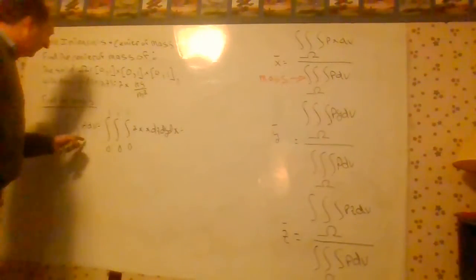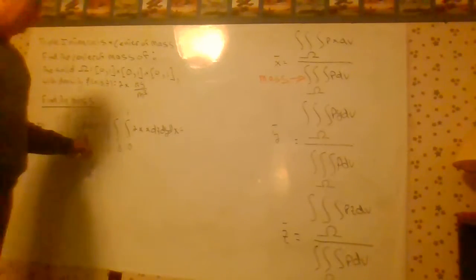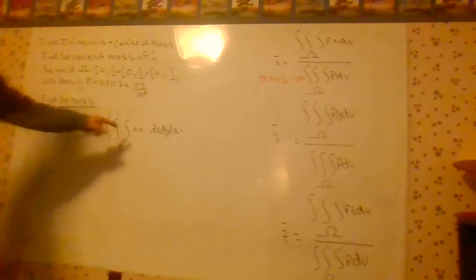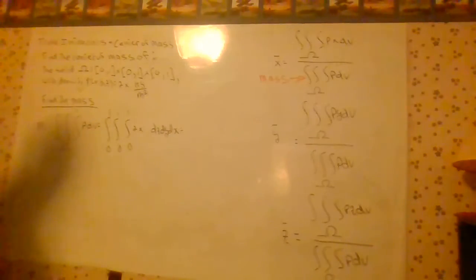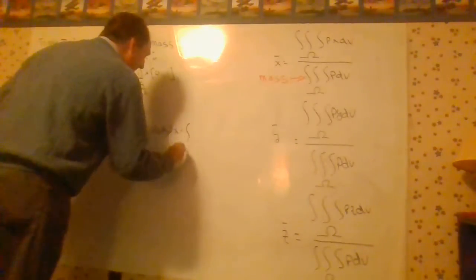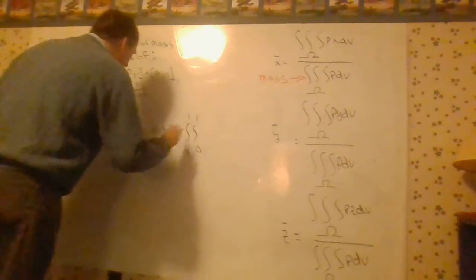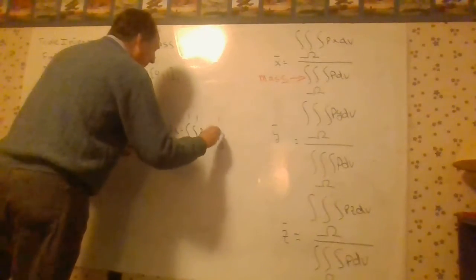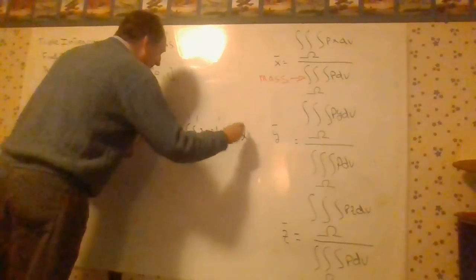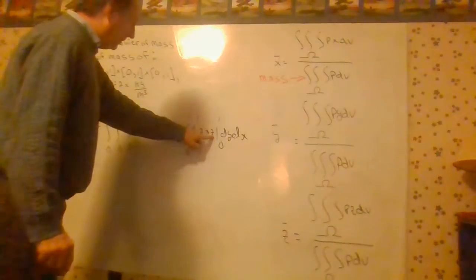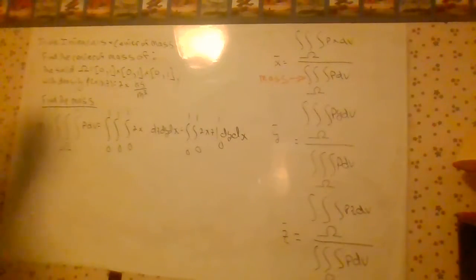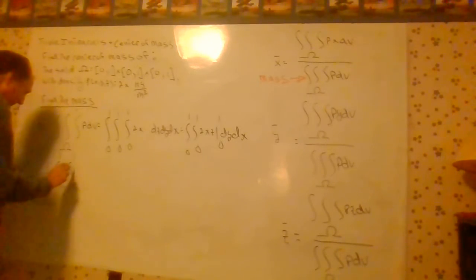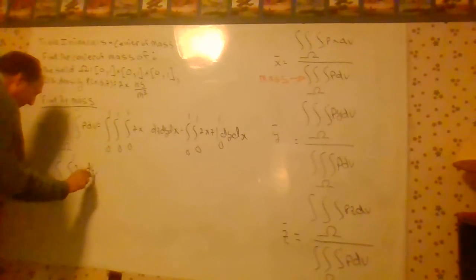Rho is 2x, and oh, got that extra x in there. 2x dz dy dx, and we have the integral 0 to 1, integral 0 to 1, of 2xz from 0 to 1, dy dx. Plug that in, we get a 1 minus 0. And so this is going to give us the integral 0 to 1, integral 0 to 1, 2x dy dx.